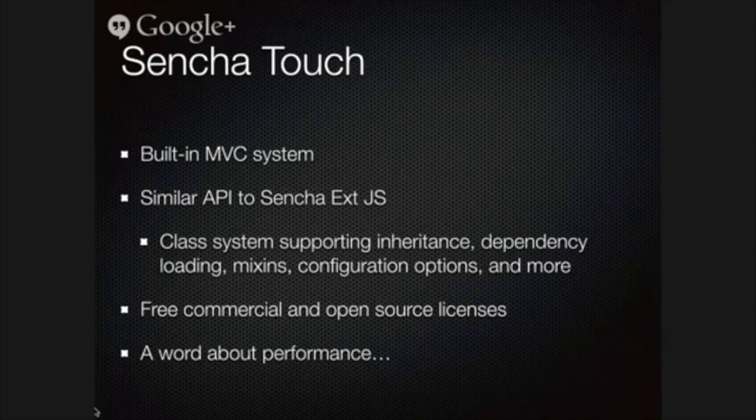But the API supports a class system, so an object-oriented type of class system supporting inheritance, dependency loading, injection, and mixins, so you can have multiple inheritance and various configuration options. The license for Sencha Touch actually is free, even the commercial license. So I think at least at this point they want to get traction on people using this framework. So it has both a free and open source, commercial and open source license. But both are free. I talked about performance a little bit earlier, but I'll just reiterate it again.